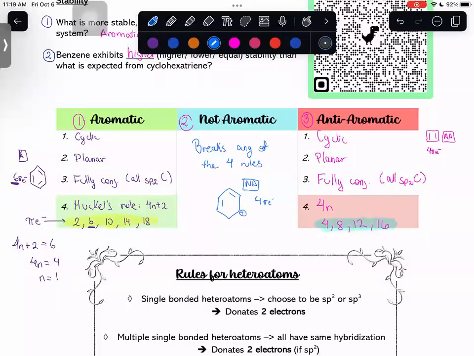Can you explain what planar means again? Planar is basically that it's on the plane of the paper. There's nothing sticking out, up or down. Everything is like a sheet of paper. That's it.